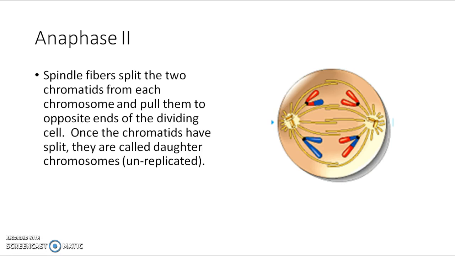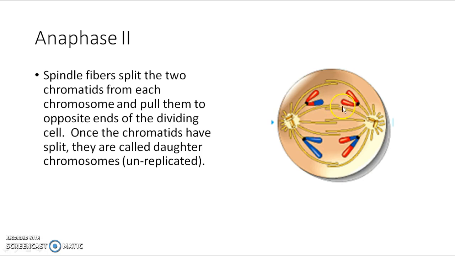During anaphase 2, the spindle fibers are going to rip apart the chromatids that are in each chromosome, and they're going to pull them to opposite ends of the dividing cell. So remember how in mitosis, when the chromatids split, they almost kind of inverted due to the force that's exerted on them by the spindle fibers. So they kind of look like boomerangs now.